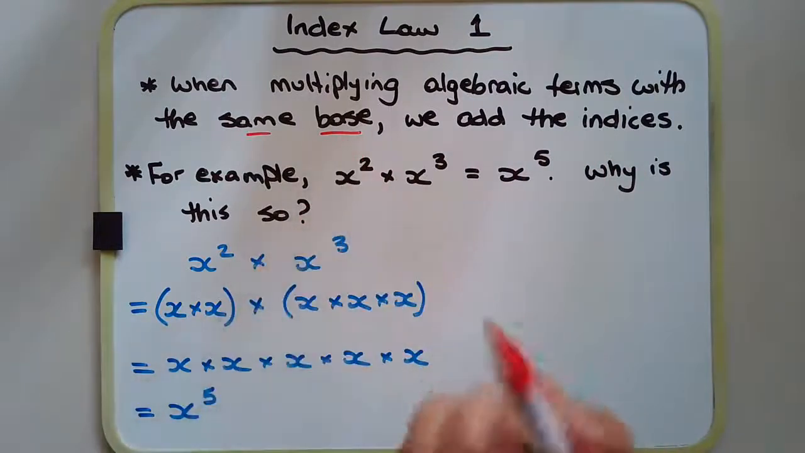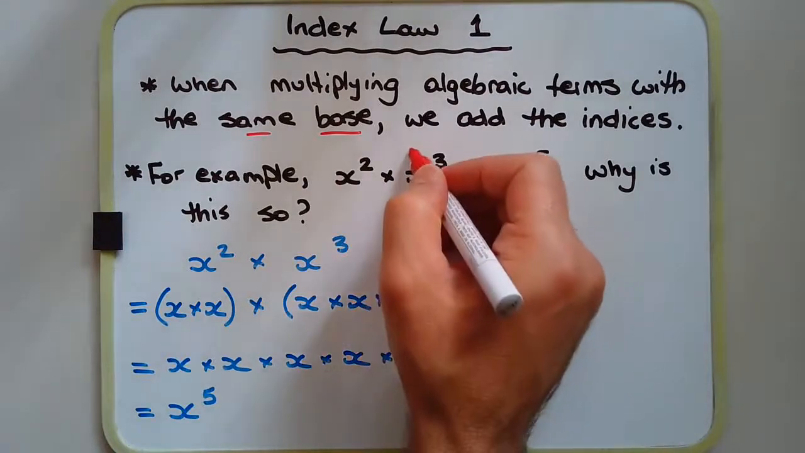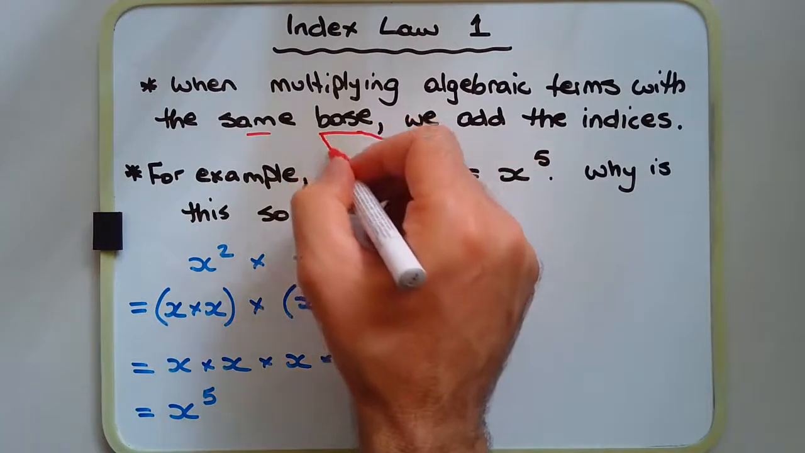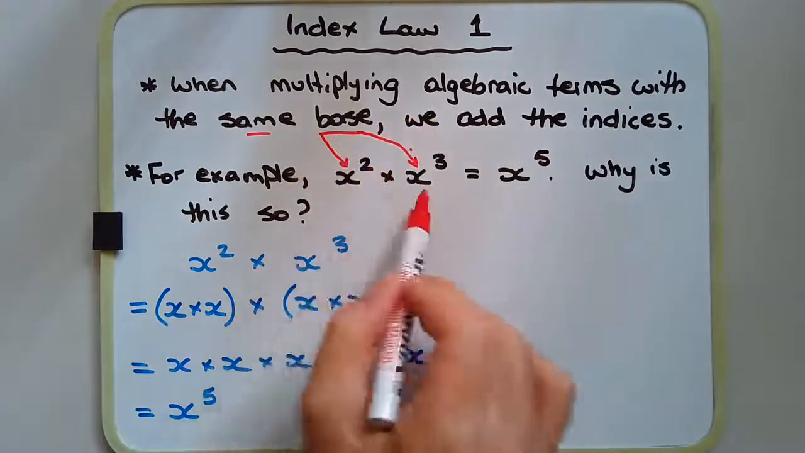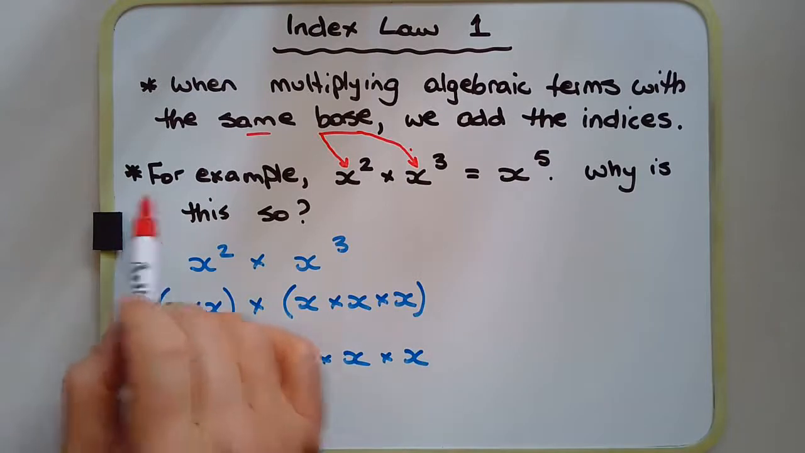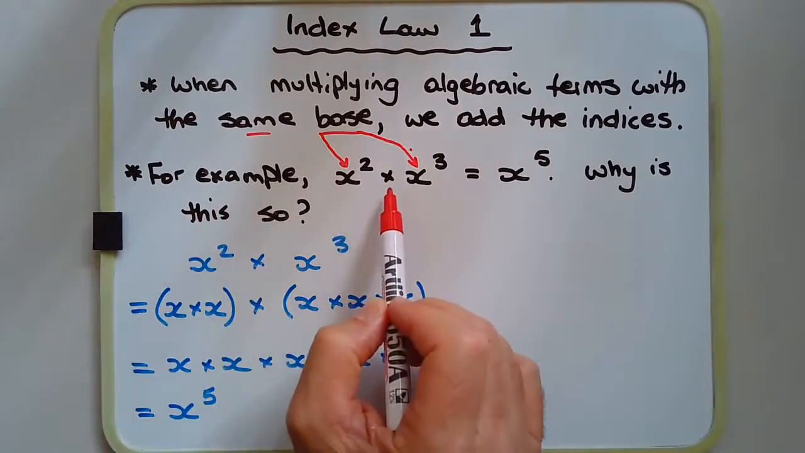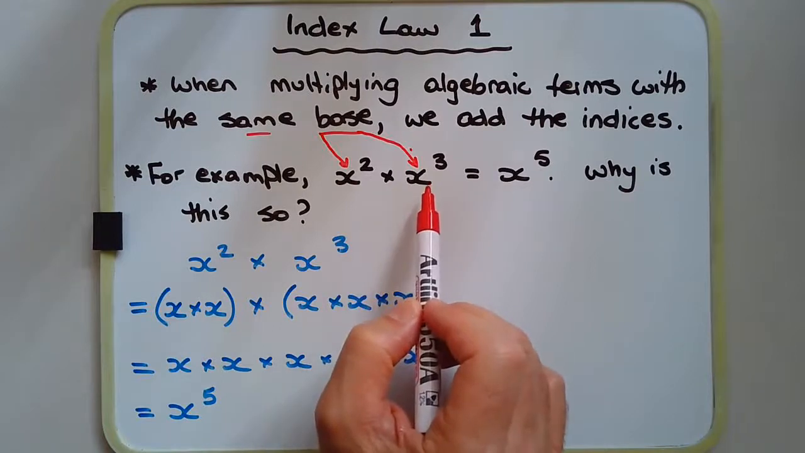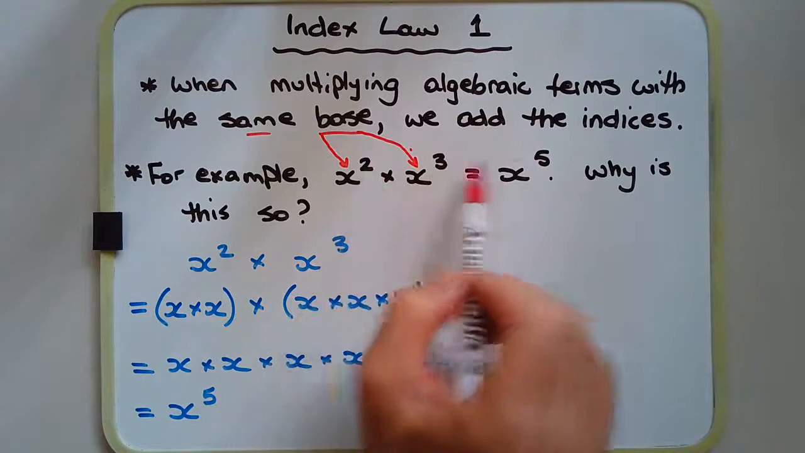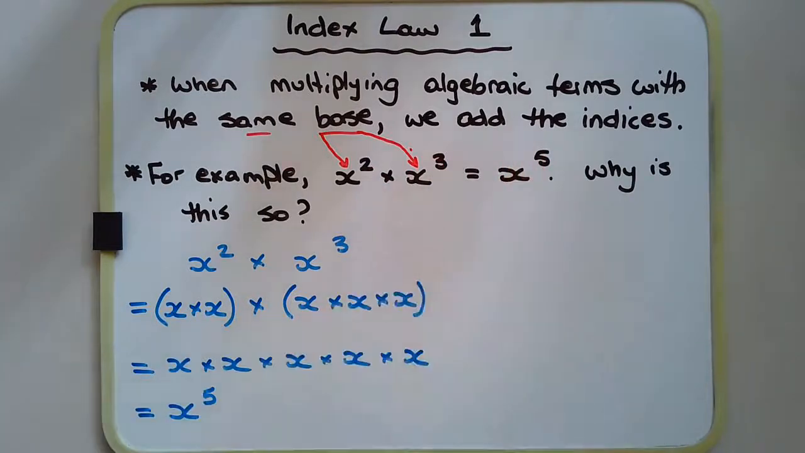What's the base of a number that's expressed in this form? This is the base here. So the base would be, for example, the x's. So that'd be the two bases. As long as they're the same, we can apply this index law number 1. For example, x squared multiplied by x cubed is equal to x to the 5. We add the indices, so 2 plus 3, 5, and this will be our simplified expression.